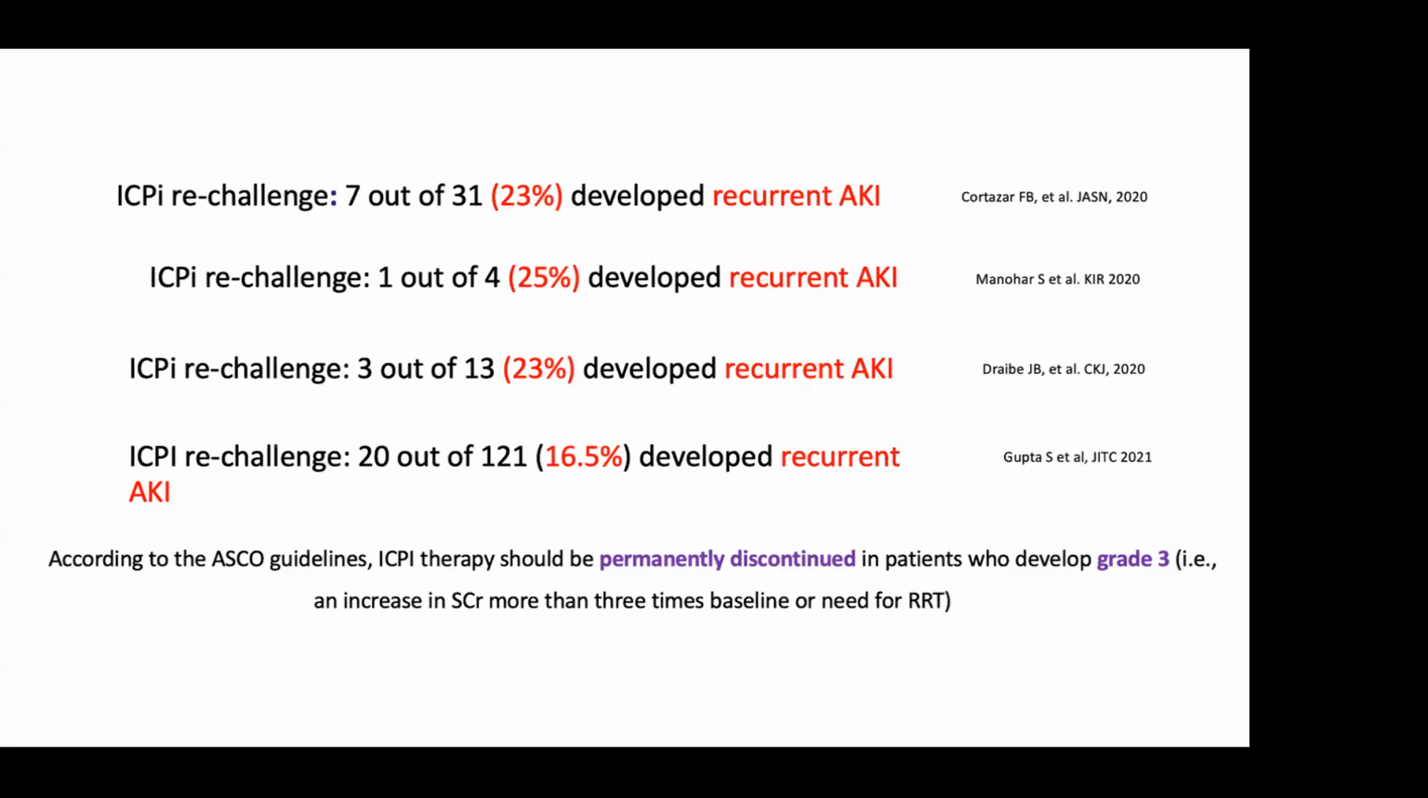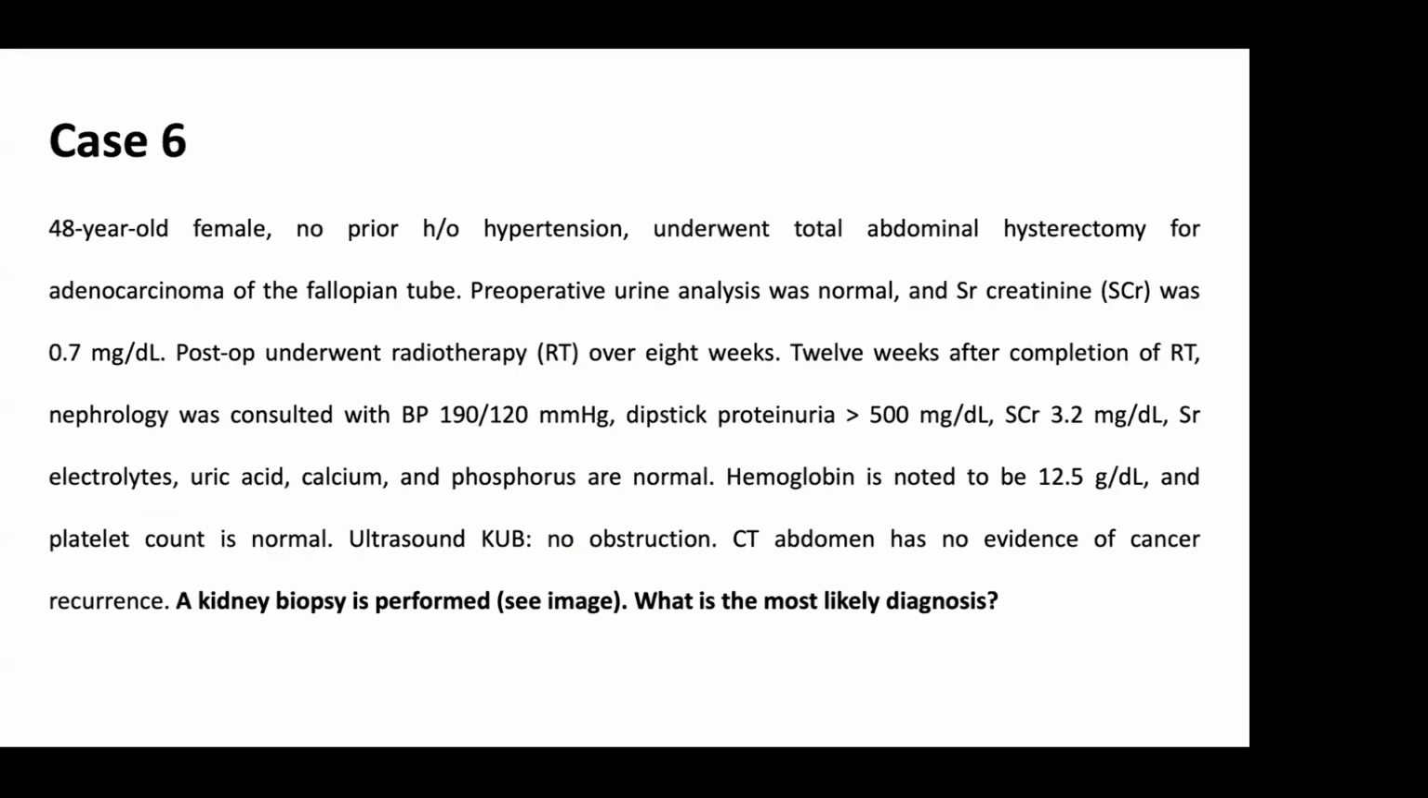Now, the American Society of Oncology, not Onconephrology, American Society of Oncology guidelines suggest that if there is a grade 3 AKI or grade 3 adverse event, the drug should be permanently discontinued and they should not be re-challenged. Now, there are ongoing studies looking at the definitive risk of acute kidney injury in a bigger cohort when patients are re-challenged with immune checkpoint inhibitor. Okay, let's see case 6.